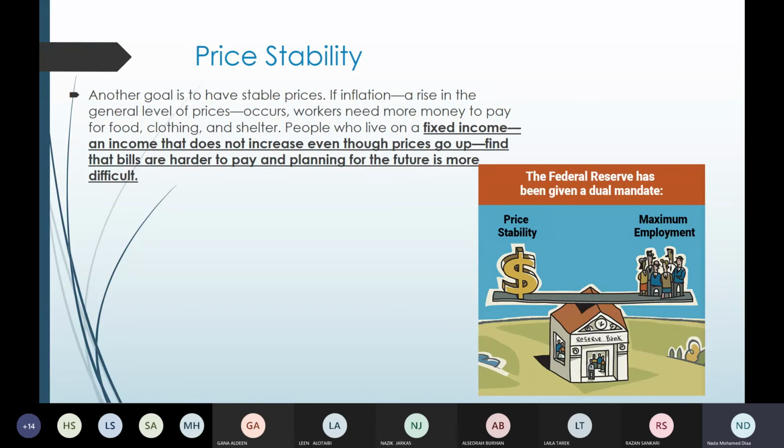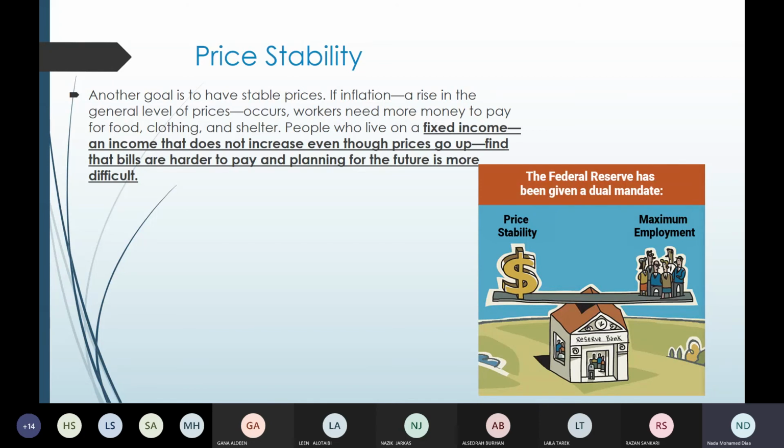Because there is fixed income. I take from my work 2,000 riyals. Fixed income is the 2,000 riyals, which is income that does not increase even though the prices go up. So I gain 2,000 riyals. When I wake up in the morning to find that the bottle of milk is 20 riyals, how can I support my family? How can I buy eggs? And eggs became 40 riyals. And how can I buy that? So there should be price stability in a good economic system.